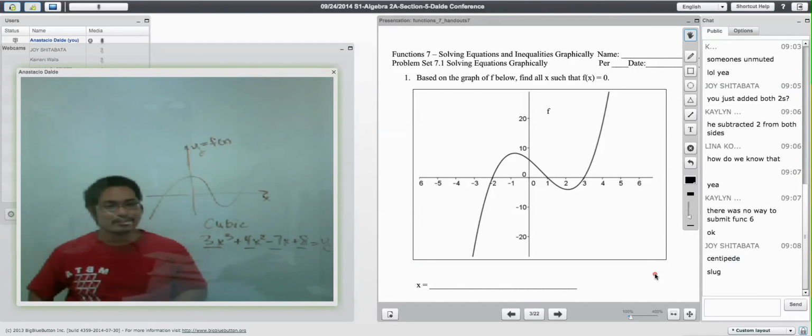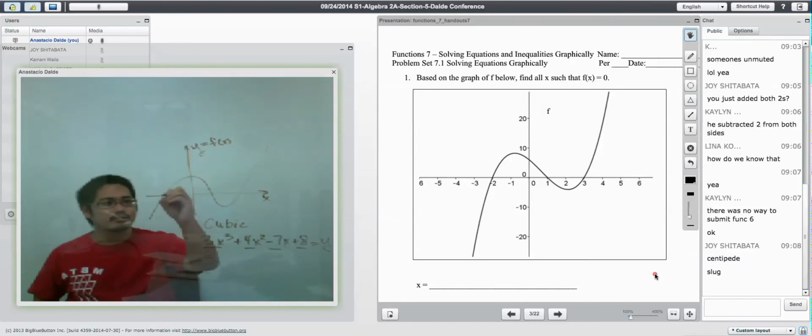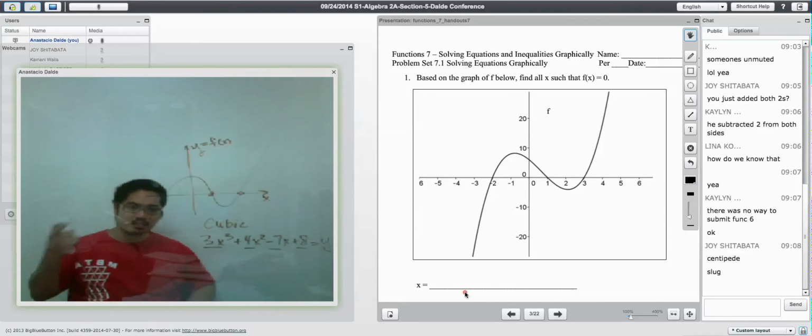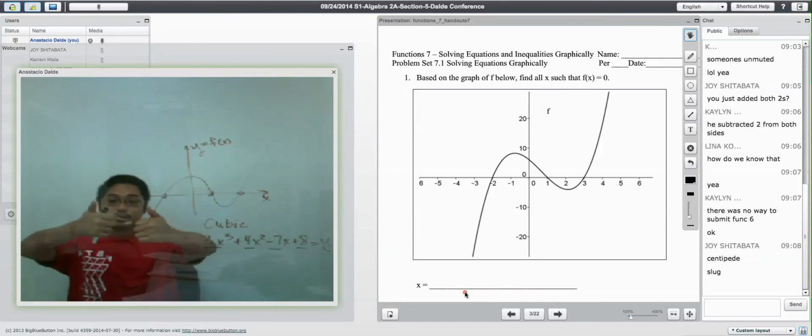All you've got to do is say, what it's asking you for is what are the x-intercepts? Well, you can read it right off the graph. Boom, boom, and boom. If you look at this graph over here, that's negative 2, positive 1, and 3. So your answer would be negative 2, comma, positive 1, comma, 3. We good?